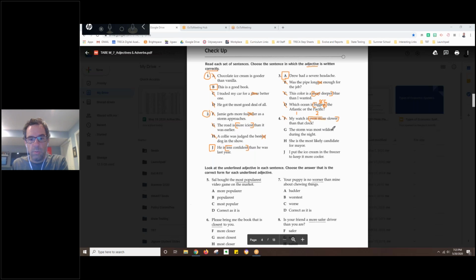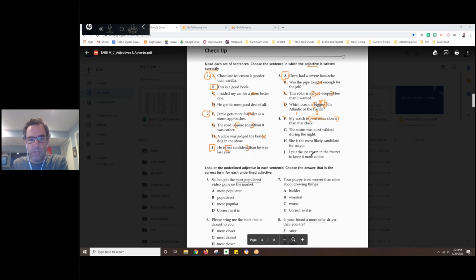Letter G, the storm was most wildest during the night. That one just doesn't sound right to me. The storm was most wildest during the night. Let's leave G. I don't think it's right. Maybe we can find one. She is the most likely candidate for mayor. That one also sounds pretty good to me. She is the most likely candidate. Let's see if we can eliminate J.